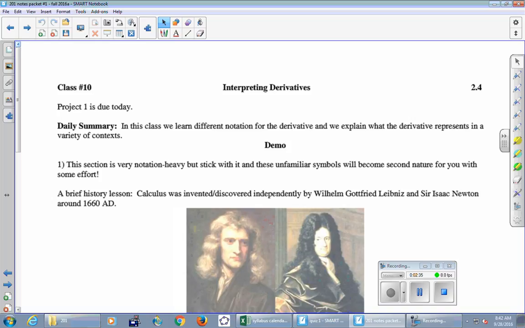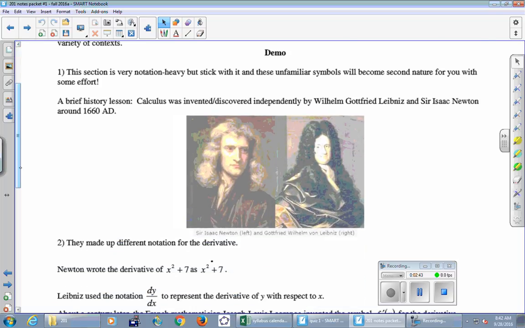In this class, we learn different notation for the derivative, and we explain what the derivative represents in a variety of contexts. Number 1, this section is very notation heavy, but stick with it, and these unfamiliar symbols will become second nature for you with some effort.